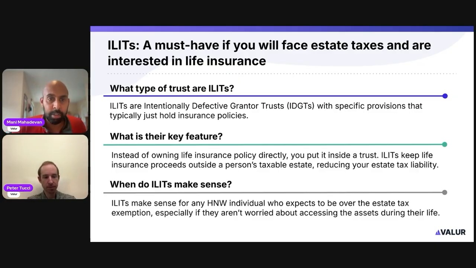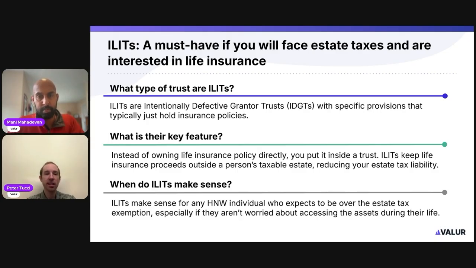But what's the key feature of, so ILITs are IDGITs, right? But what's their key feature and use case? Yeah, so the basic idea is if you're someone who personally, or has a client who, thinks they're going to be over the exemption amount when they die, ILITs can be a really powerful estate tax strategy, and there's a couple of reasons for that. So one is you move the death benefit and any cash value out of your estate by purchasing the insurance policy in a trust rather than in your own name personally.